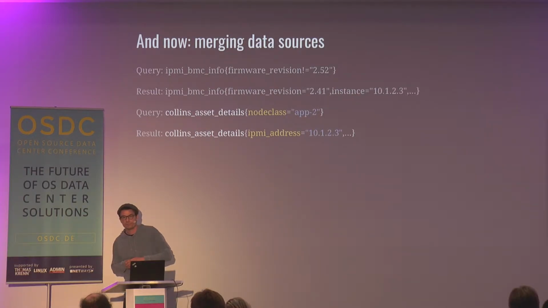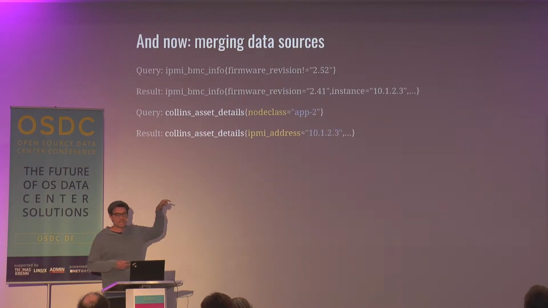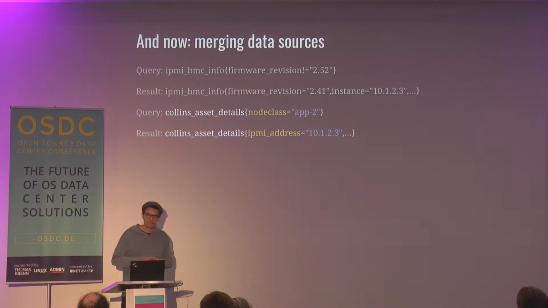On the other hand, it is very easy to find out all servers of a certain type. I'm going to use the type app2 here as an example, which is just some classification. So again, this query will return a whole list of things, namely all app2 servers. But again, it'll include the one I'll be using as example here. And you see it also, because we also exposed that in Collins, it'll contain a label called IPMI address, where it has the same value as the instance label from the IPMI exporter. Now you can already see where this is going.